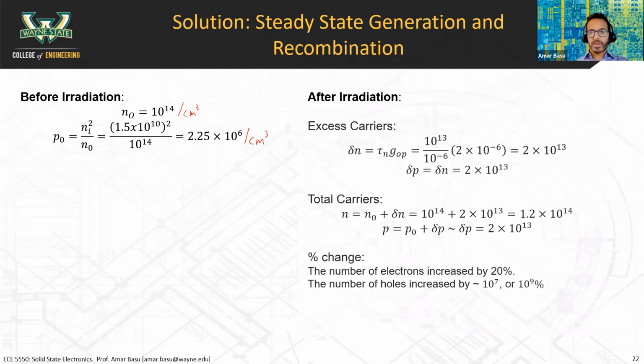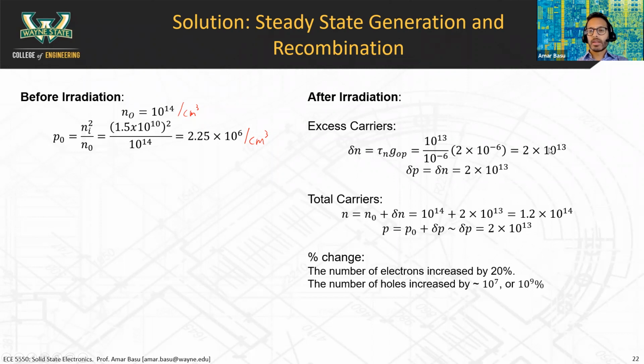After irradiation, these are the calculations we do here. We first calculate the excess carriers. Delta n is equal to tau n times G_op. So what we did here is tau n is 10 to the 13 divided by 10 to the negative 6. This is that unit conversion that Melvin was talking about. If you want to convert electron hole pairs per microsecond into electron hole pairs per second, you would just divide by 10 to the negative 6. And then G_op is given to us as 2 times 10 to the negative 6 seconds. That's why we have the 2 times 10 to the negative 6 here.